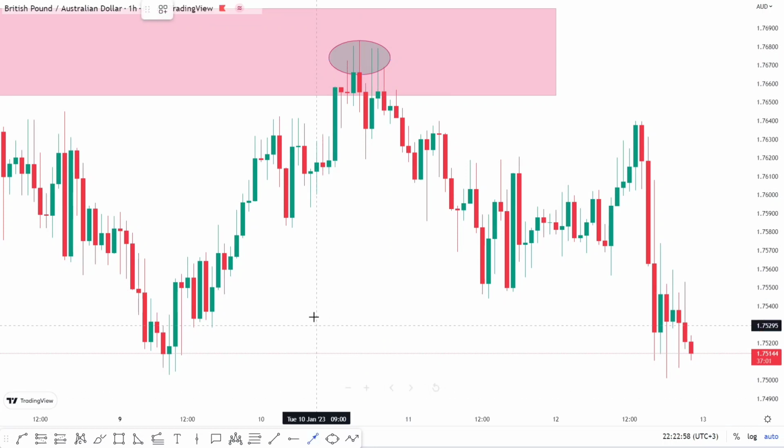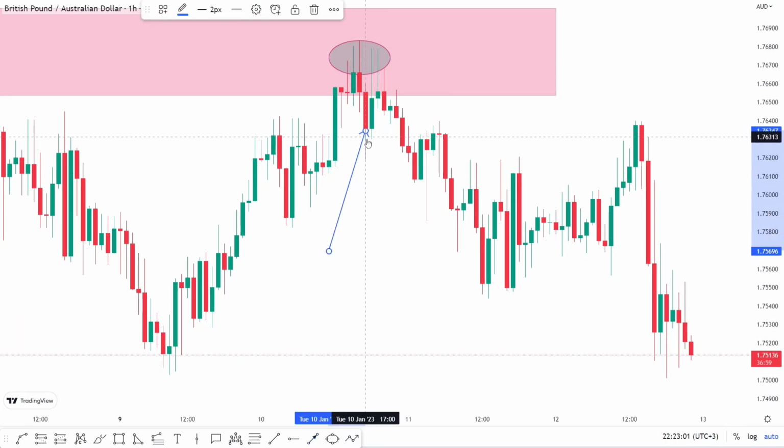And in this case, we got a long bearish candlestick here, as you can see. So we have a rejection, we have a long bearish candlestick. And as always, there must be a neckline for it to be a valid confirmation for me.